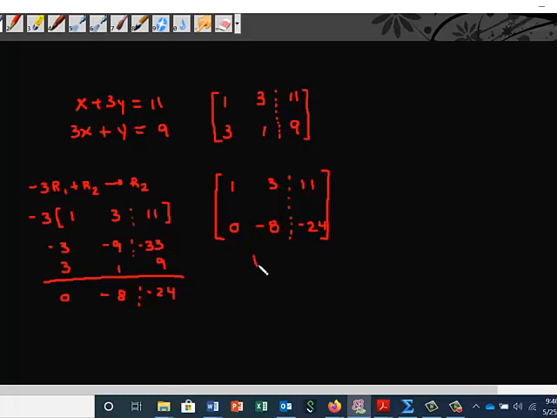So we'll do row 2 divided by -8 to get the new row 2. You see that? So this will be 0 over -8, and this is -8 over -8. And so this will be -24 over -8. So we have 0, 1, and we have a 3. So now this is what our new second row will look like.